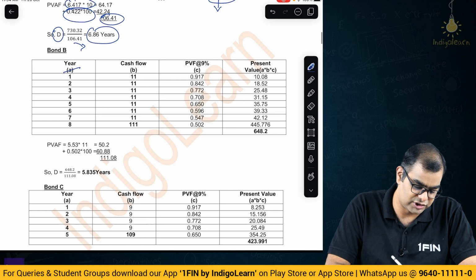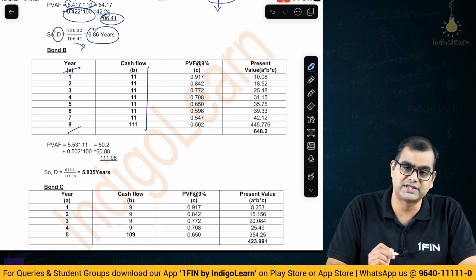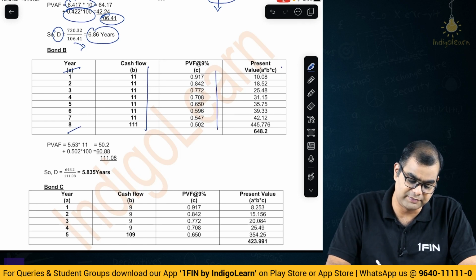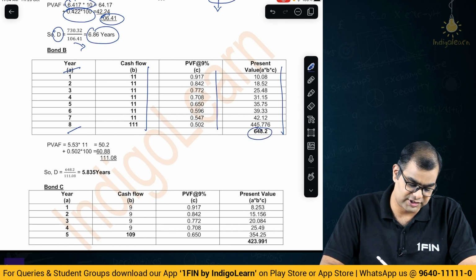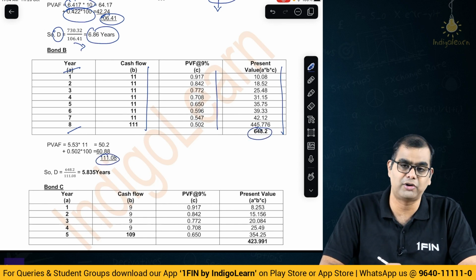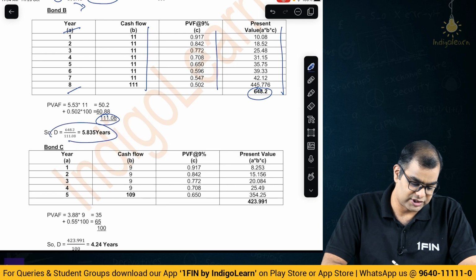Same way you compute the duration of bond B, where the cash flow is 11 per year, the present value factor is at 9%, then you compute the numerator part, which is 648, divided by the price of the bond 111, you get the duration as 5.835.